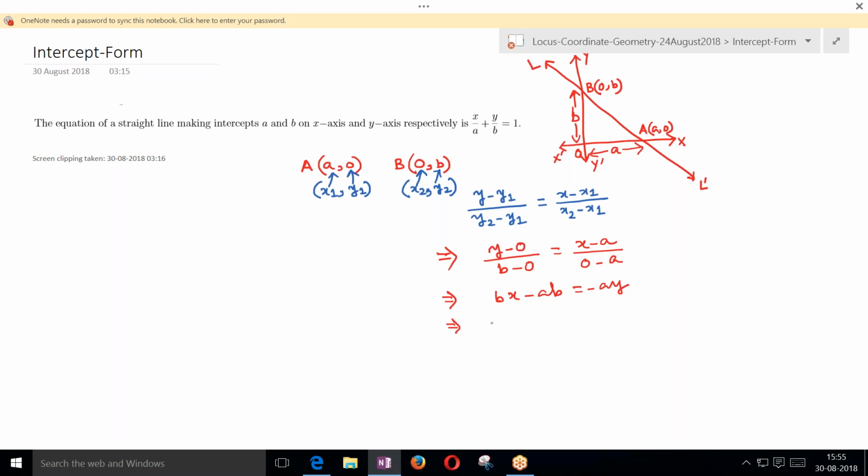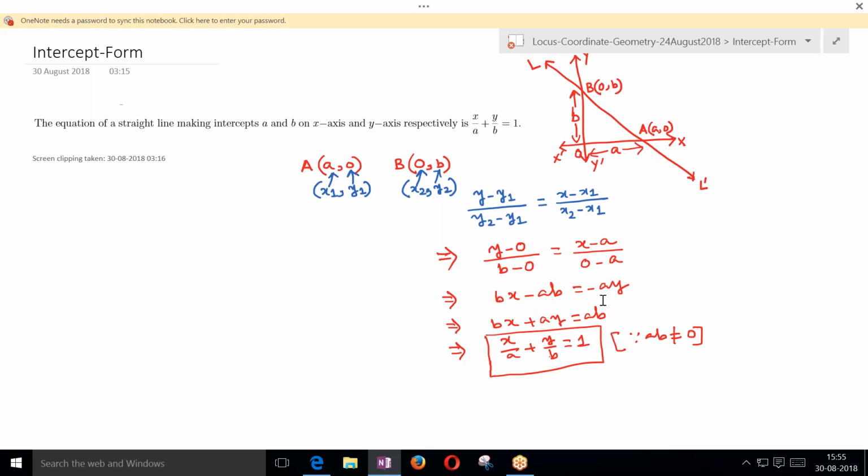So now let's rearrange properly. We get bx plus ay is equal to ab. Now we divide both sides by ab. Then we get x by a plus y by b is equal to 1. We can do this division since ab is not equal to 0; ab cannot be equal to 0. So this is the required equation of the straight line, which makes an intercept of a units on the x-axis and b units on the y-axis.